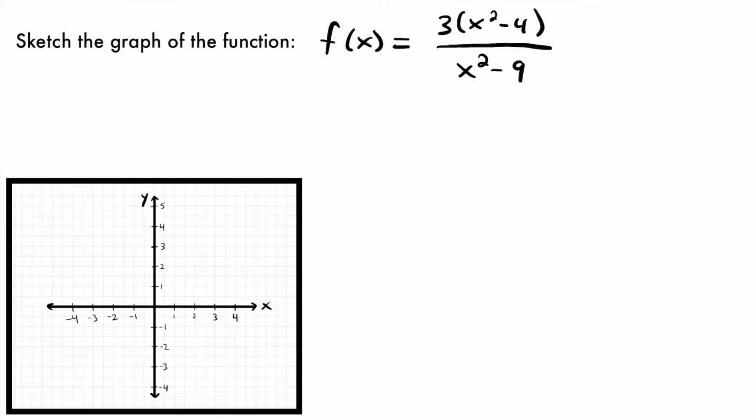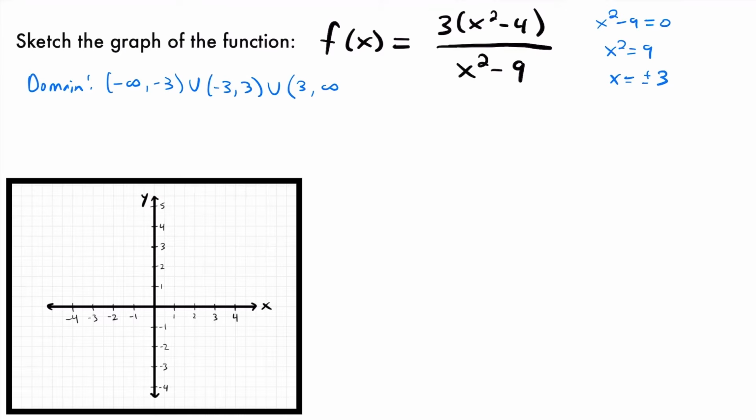And so if we do that, we'll have x squared minus 9 is equal to 0. And if we add 9 to both sides, we'll have x squared is equal to 9. And then if we take the square root of both sides, we'll have that x is equal to plus or minus 3. And so what that tells us is that our function here is not defined at the values of -3 and +3. And so our domain in this case would be the following. We would have the values from -infinity to -3 unioned with the values from -3 to 3 unioned with the values from +3 to infinity. And so this is going to be the domain of this function.